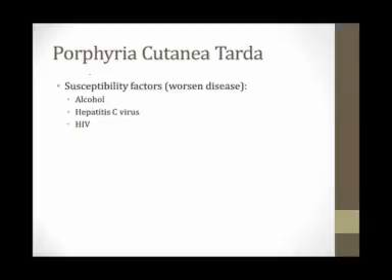If you remember that heme is synthesized in the liver to be used in cytochrome P450 enzymes, then it's easy to remember some of the susceptibility factors for porphyria cutanea tarda. These are all factors that can worsen the disease, and many of them are also things that you probably know affect the liver. So alcohol consumption can affect the liver, and it can also worsen porphyria cutanea tarda. Hepatitis C affects the liver, obviously. And then finally, HIV is also a well-described susceptibility factor for this disorder.